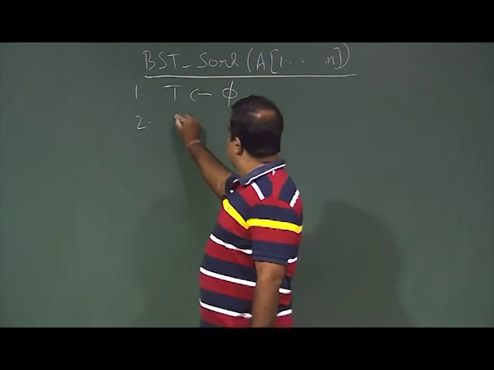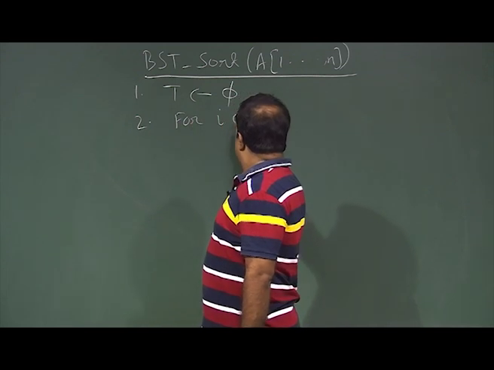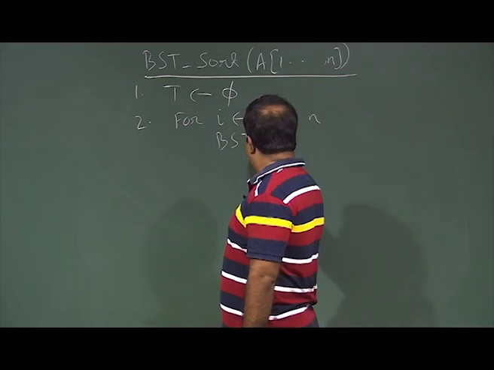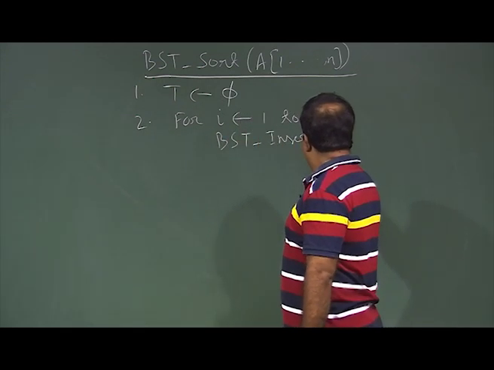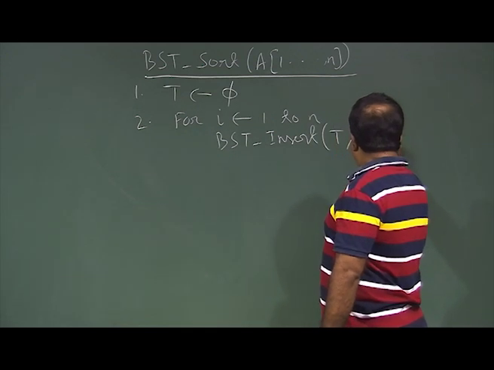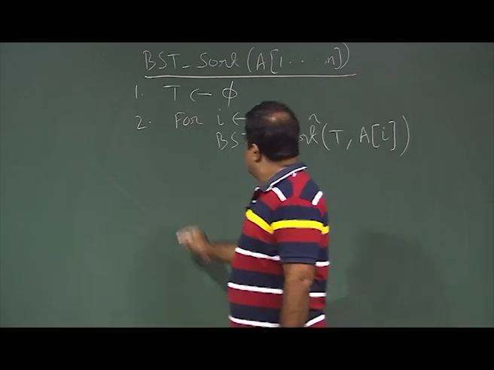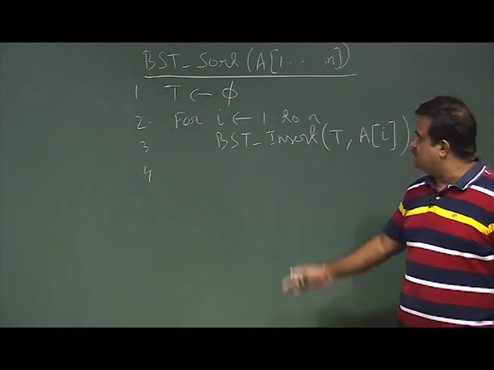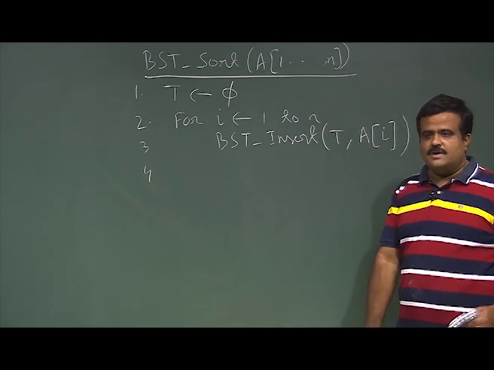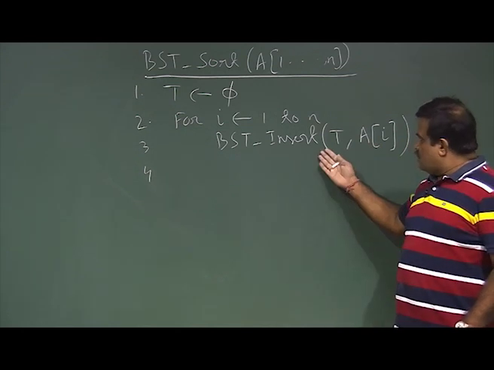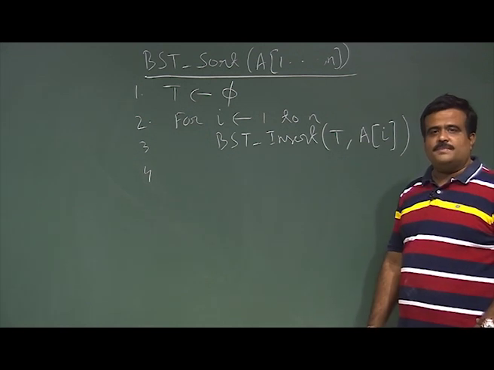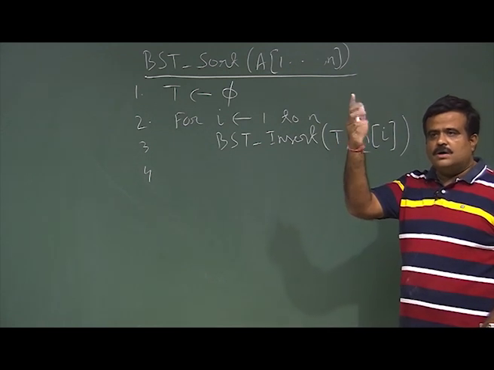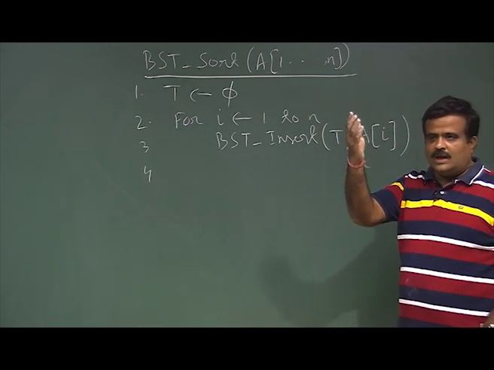For i equal to 1 to n, we insert this node into the tree. So this is BST insert basically. We insert this A[i] into the tree, and then we do the in-order traversal of the tree. After this we form the BST. So we will talk about how the BST insert works. To form the BST, basically we start with the root until we reach a nil or the leaf node.